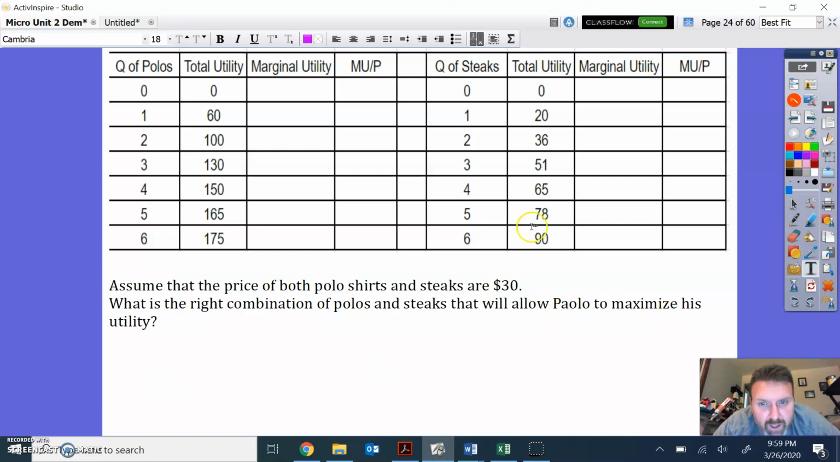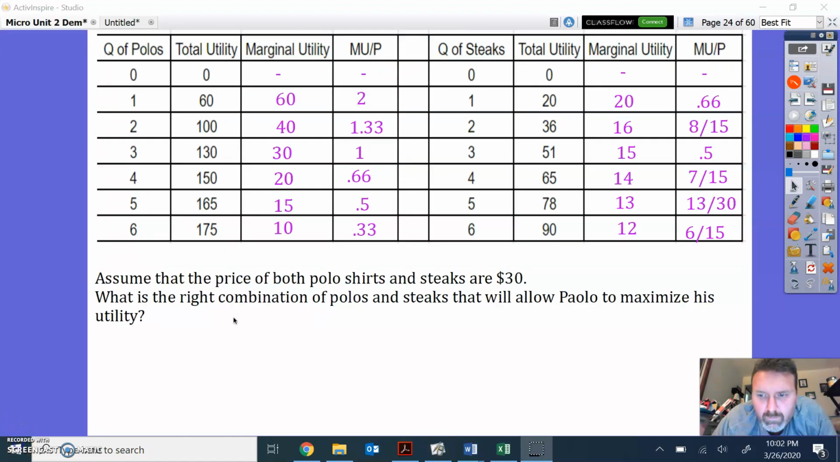So I'm going to give you a couple seconds here. I want you to fill in your marginal utility, MU over P, and marginal utility and MU over P here and see if it matches with me. Okay, 3, 2, 1. I'm back.